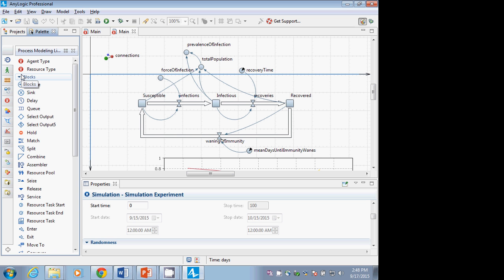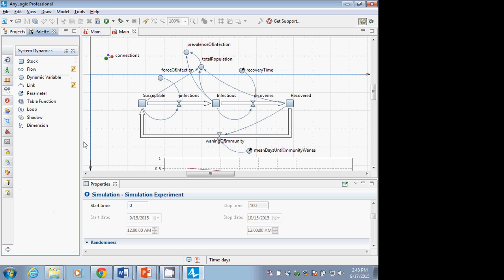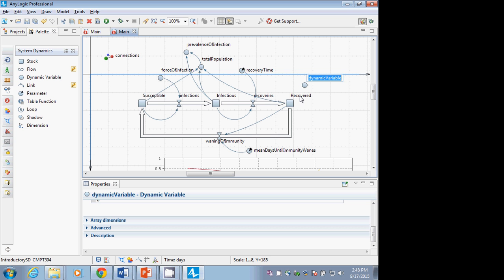Build those 64-pound weakling muscles. Help guide me. Where do I need to go? I want to go and compute over time the fraction of the population that's recovered. How do I do it? Okay, good. System dynamics. Just like that. Okay, here we go. And what do I add in? Dynamic variable. Indeed. Okay, good. And I'm going to say fraction recovered.